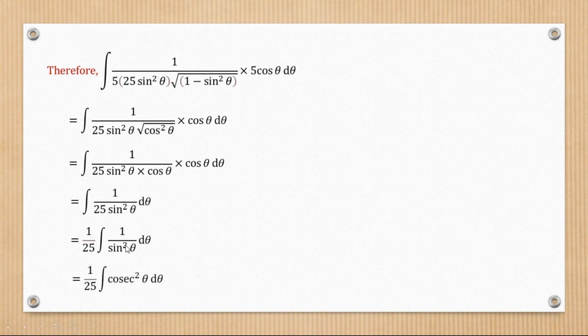But now we also know that 1 over sine squared theta is the same as cosec squared theta d theta. And we know definitely from the derivatives of trigonometric functions that when we integrate cosec squared theta, it shall give us negative cot theta. So now we have 1 over 25 times negative cot theta plus c. So we cannot leave our final answer like this.